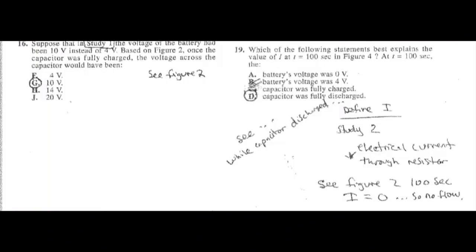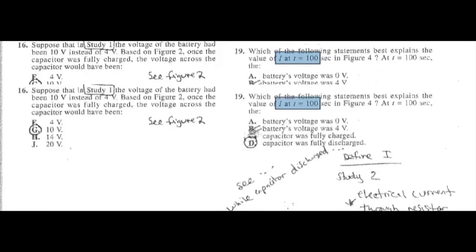Test 70A, Science, Practice Problem number 19. Number 19 states, which of the following statements best explains the value of I at t equals 100 seconds in Figure 4? At the 100 second mark, what is going on? First thing we need to do is let's go back up to Figure 4 and look for a new value, and that new value of I, what happens at 100 seconds?